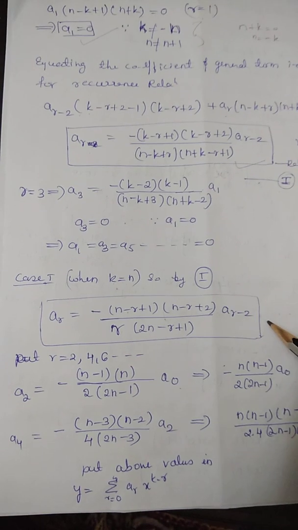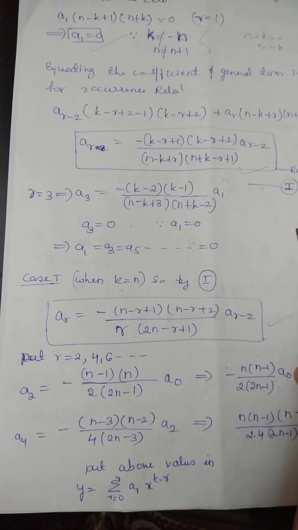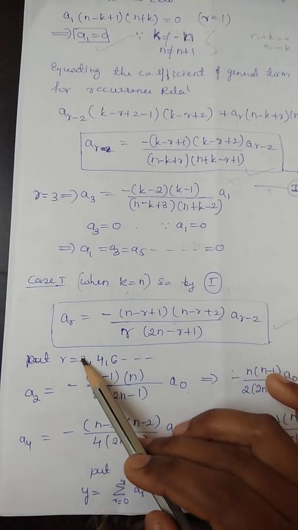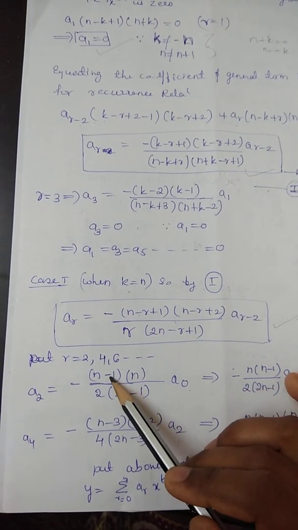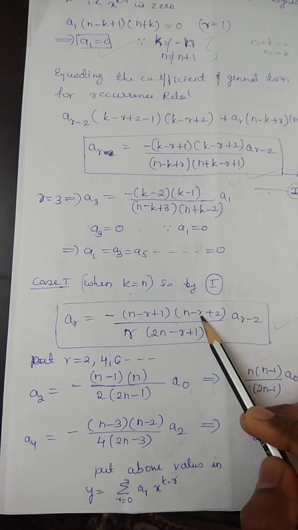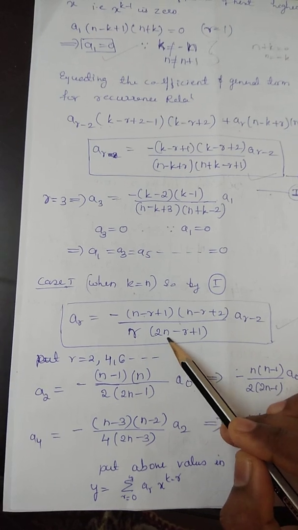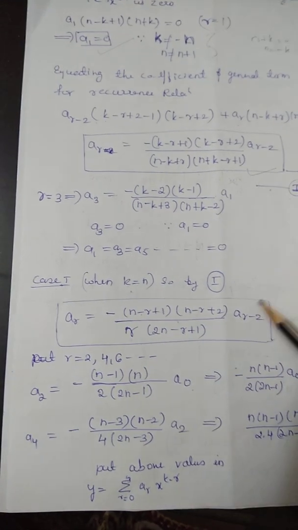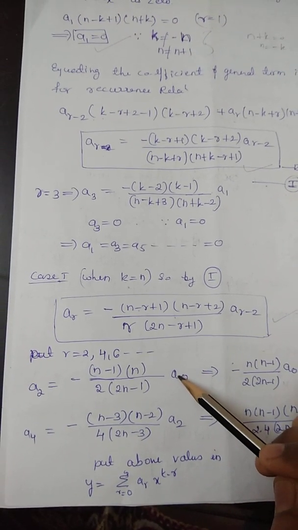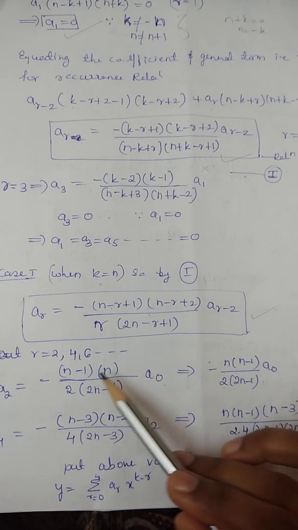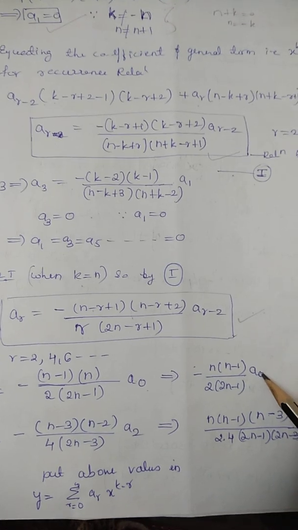Now in this we will put the value of r is equal to 2, 4, 6 and so on. Now when r is equal to 2, a2 is equal to minus of n minus 2 plus 1 is n minus 1. n minus 2 plus 2 gets cancelled, we will get n. Here 2n minus 2 plus 1 is 2n minus 1. So this is 2 minus 2 is a0. Now a0 value we will put here, this will rearrange now. n into n minus 1 we will write 2 into 2n minus 1 and a0.